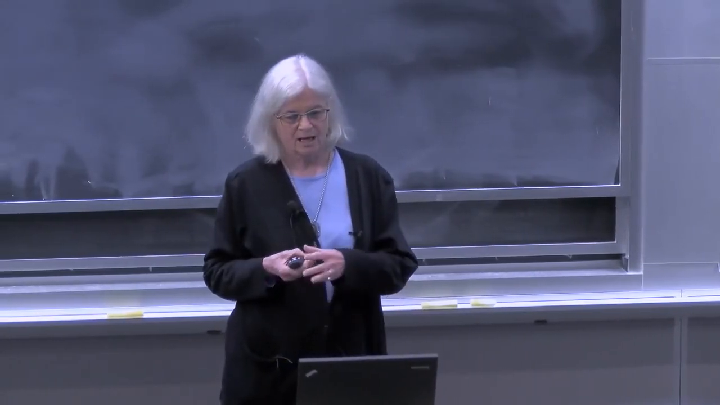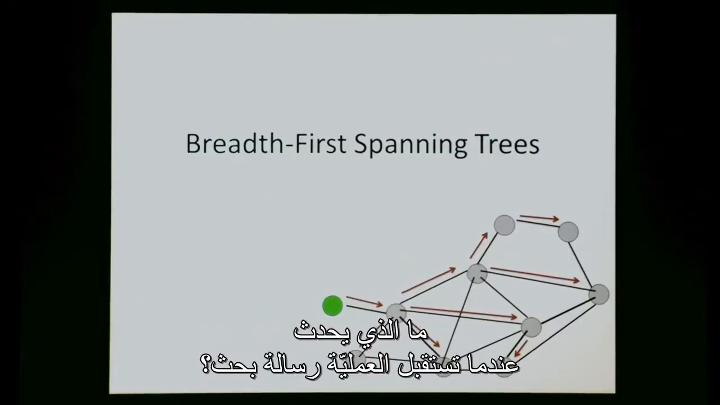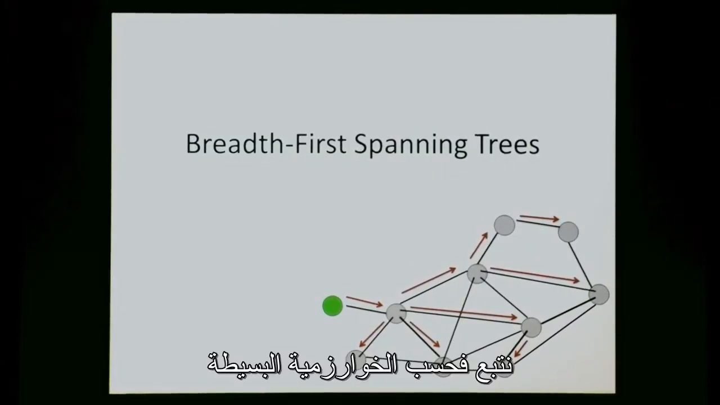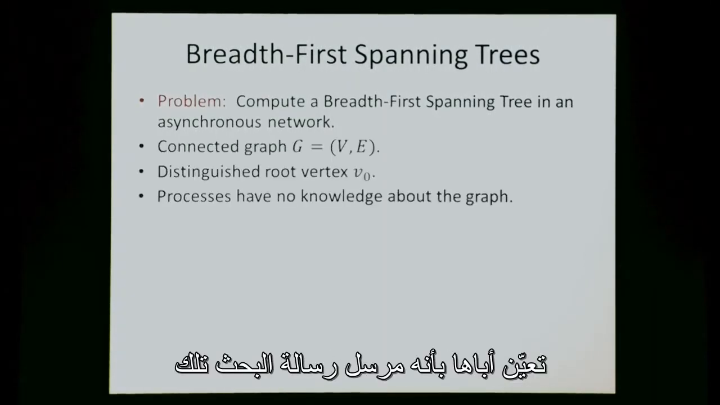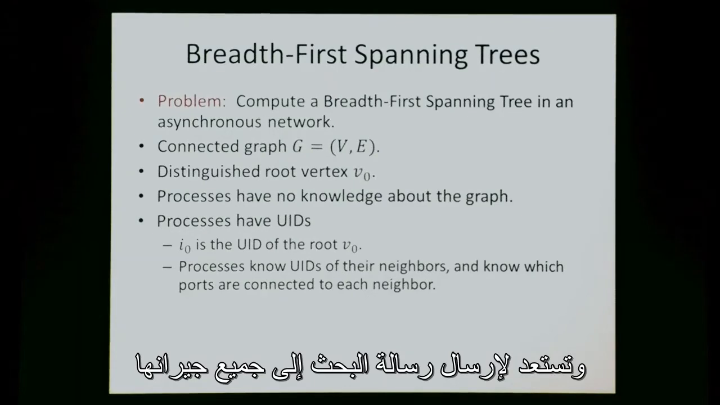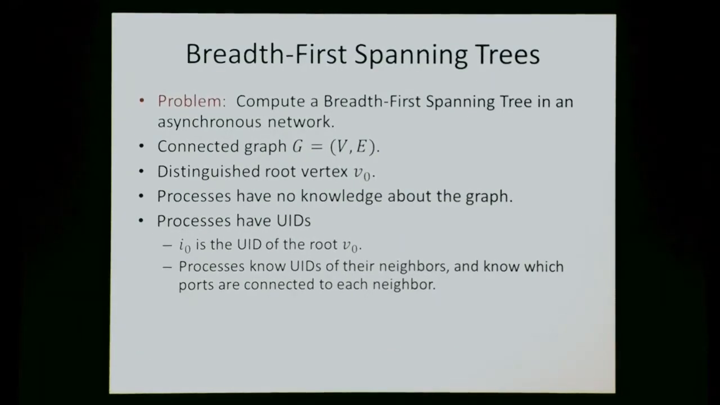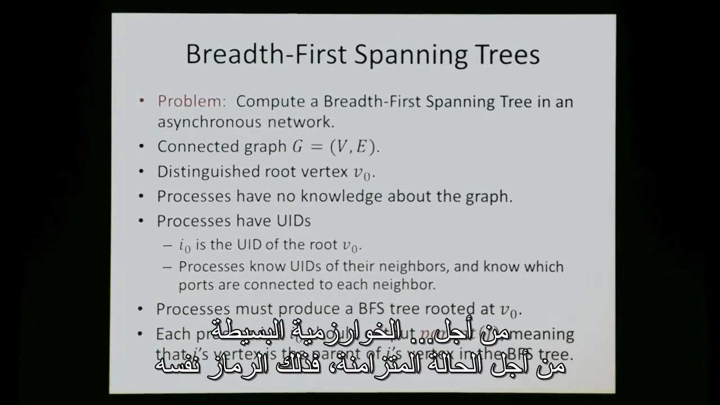Okay. So what happens when the process receives a search message, just following the simple algorithm? Well, if it doesn't have a parent yet, then it sets its parent to be the sender of that search message. And it gets ready to send the search message to all of its neighbors. So that's really the heart of the algorithm that you saw for the simple algorithm for the synchronous case. So that's the same code.